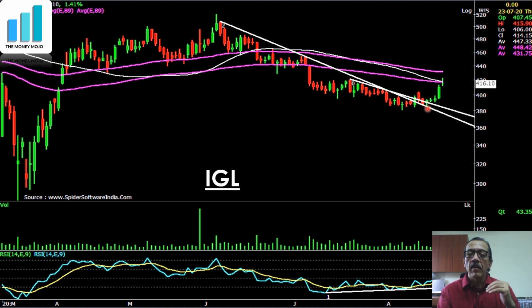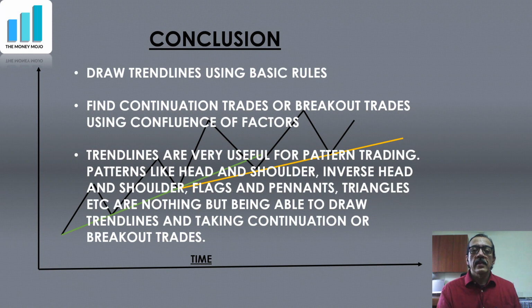It need not always be an 89-day high-low band or a moving average, but it has to be something else which supports your theory that a trend line breakout will work. So to conclude, what have I talked about? One is how to draw a trend line, and what a trend line represents. The second is how to find continuation trades or breakout trades, but which stocks to select, not all the stocks that come in, but one where there is a confluence of factors.